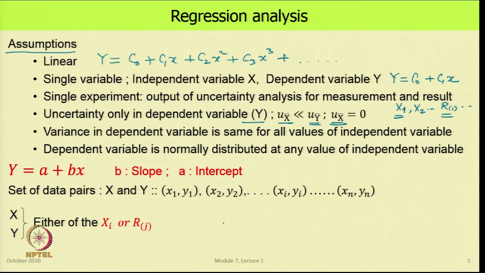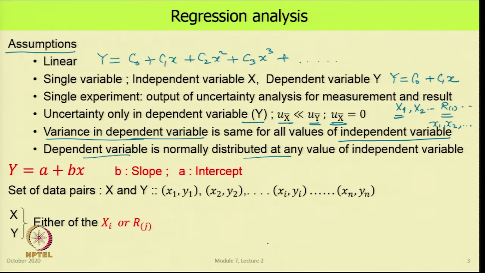We also then said that irrespective of the value of the independent variable, that means whether we took x 1 or x 2, whatever values we took, the variance in the dependent variable y will be the same at every point. So, that is the next assumption, that the variance in the dependent variable is the same at all values of the independent variable. And then we also said that variance in the dependent variable is normally distributed at any value of the independent variable.